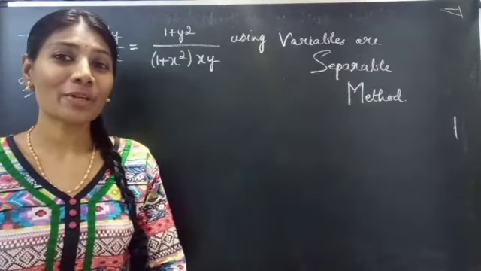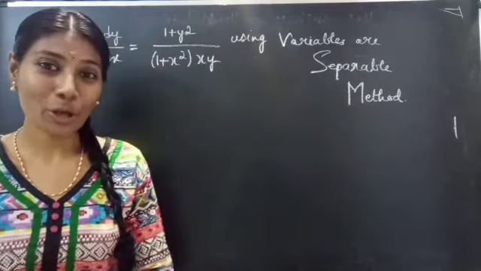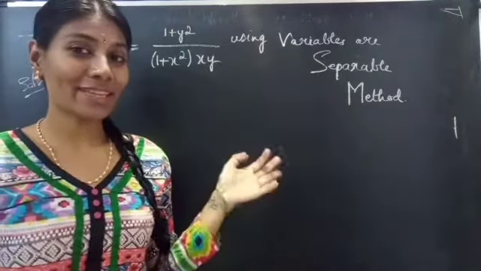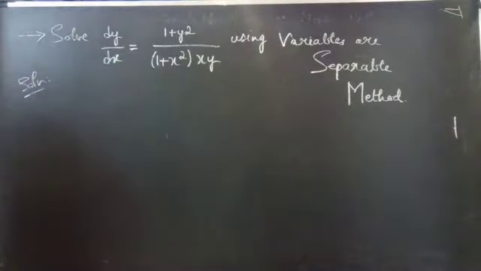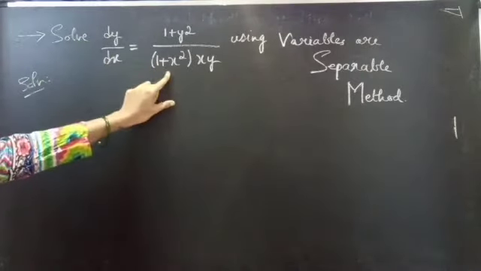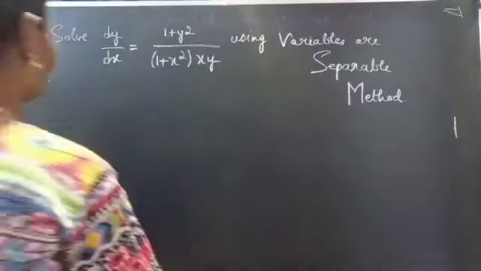So in this video we are going to see a problem from differential equations. We are going to solve a differential equation using the variables separable method. So let's get going. Problem: solve dy by dx equals (1 plus y square) by (1 plus x square) into xy using the variables separable method.